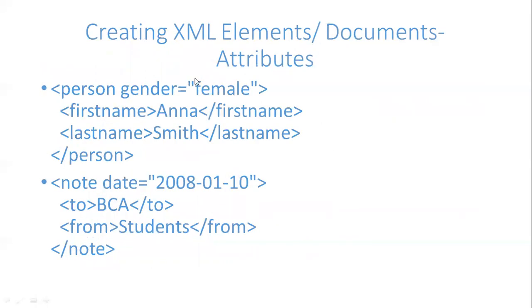Now, how do you create an XML element or a document? As we said, in this case we are taking different examples. Here, as you have rightly guessed, person becomes the root element. Gender is the name of the attribute. Then first name and last name are the sub elements of this particular tag. Again, note that date is the attribute, which can be given in the date format, and then to and from are the sub elements.